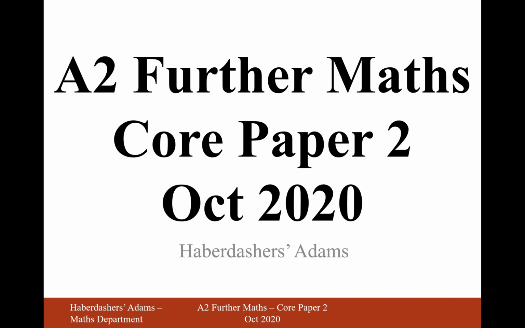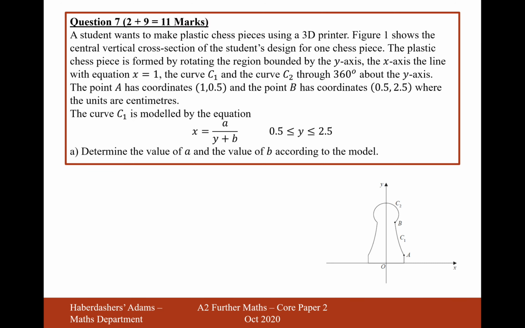Hello there, welcome to the October 2020 paper 2. Here on the final question, question 7. A student wants to make a plastic chess piece using a 3D printer. Figure 1 shows the central vertical cross-section of the student's design for one chess piece.